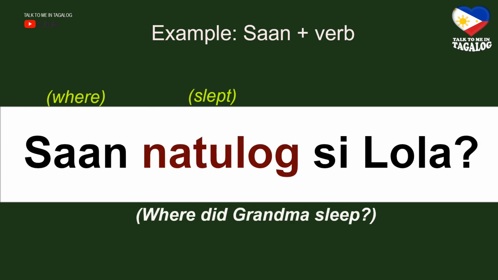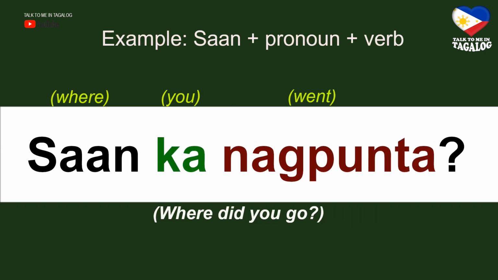Our next example is, saan natulog si Lola? Natulog means slept. Since we used saan, this sentence is asking where the action word natulog took place. Saan natulog si Lola? Where did Grandma sleep?